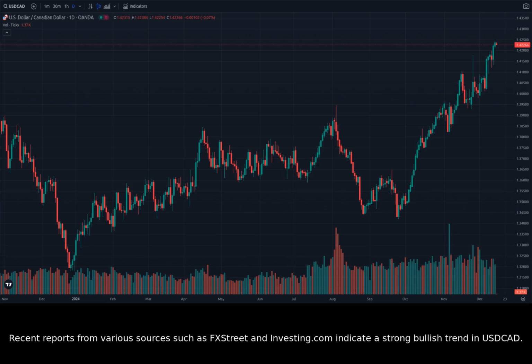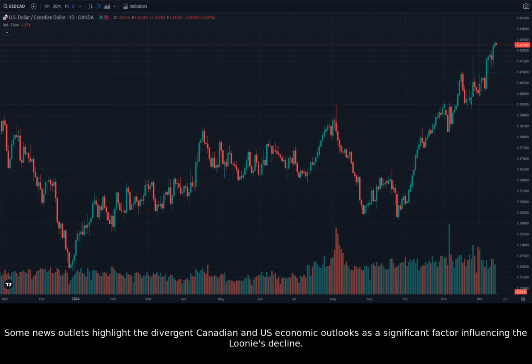Recent reports from various sources such as FX Street and Investing.com indicate a strong bullish trend in USDCAD. Many analysts predict the USDCAD pair to continue its upward trajectory, targeting levels near 1.4391. Some news outlets highlight the divergent Canadian and U.S. economic outlooks as a significant factor influencing the loonie's decline. However, markets are currently taking a breather ahead of the next week's Federal Open Market Committee (FOMC) meeting.